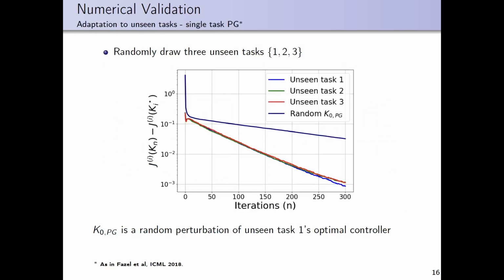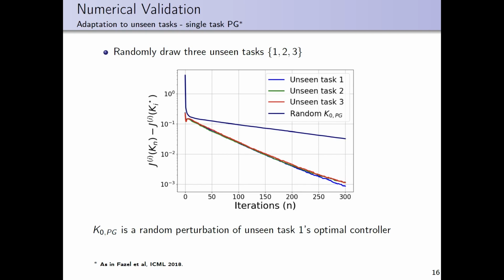And also for the adaptation part, we just use the learned controller after 200 iterations as an initialization of a policy gradient method, and then we see the quick adaptation, which doesn't happen if you use a random initialization.